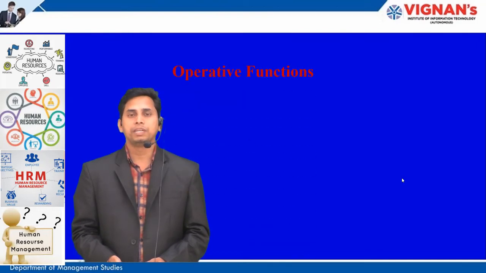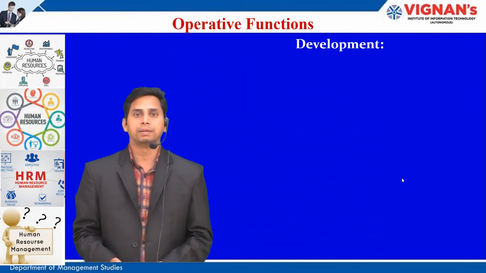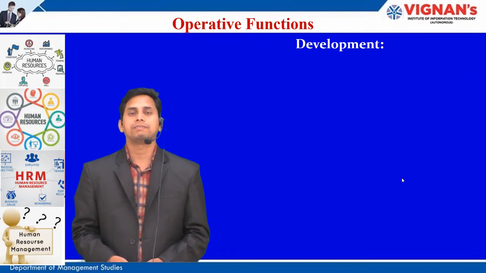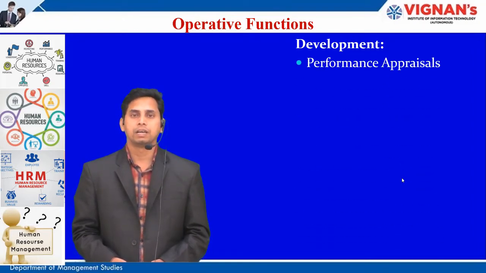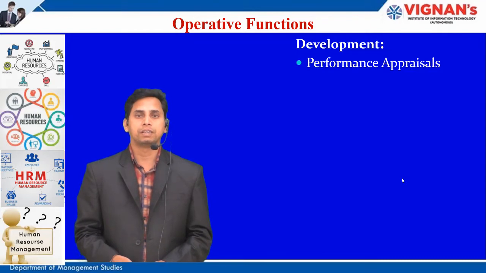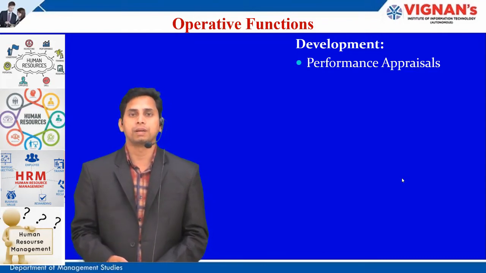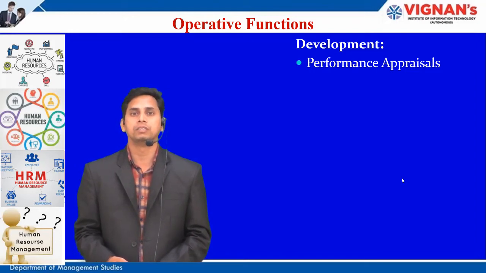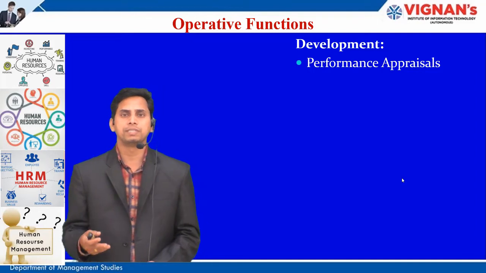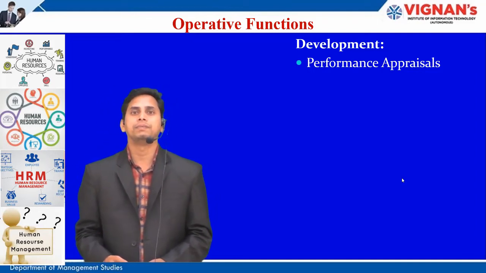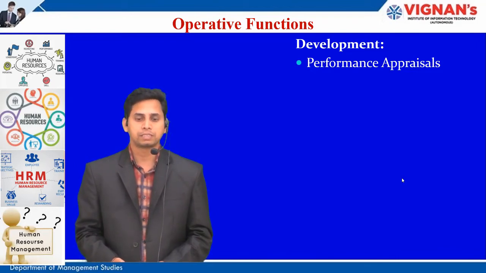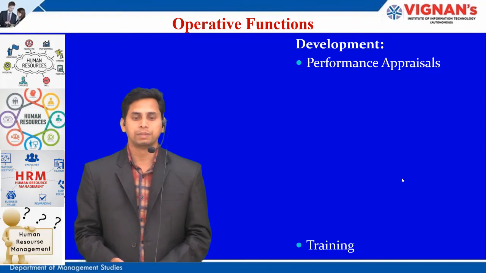And other operative functions are regarding the development. What development functions are being performed by this HR manager? Performance appraisals. Every time when the employees are performing, we need to appraise the performance of the employees. Because if you appraise the people who are really working in the organization, then obviously people work well, and it will even give a motivation for the other employees to work better. That's why performance appraisals are important, played by the human resource manager.